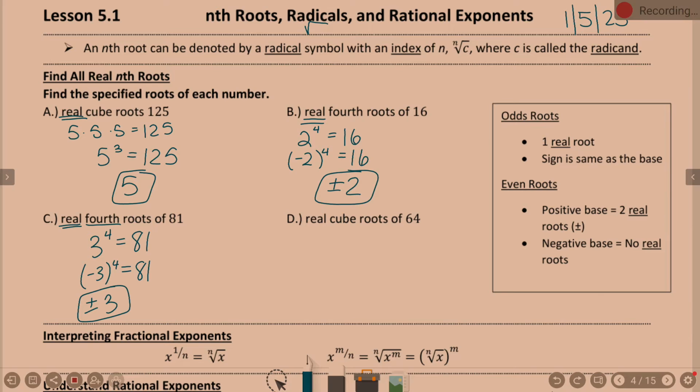I heard someone accidentally throw out 9. What would 9 be? It's a square root, right?